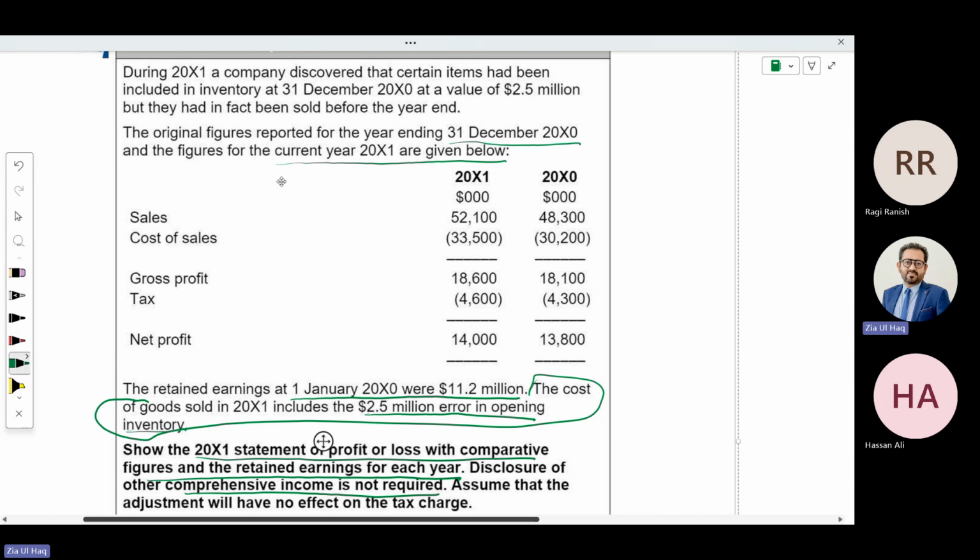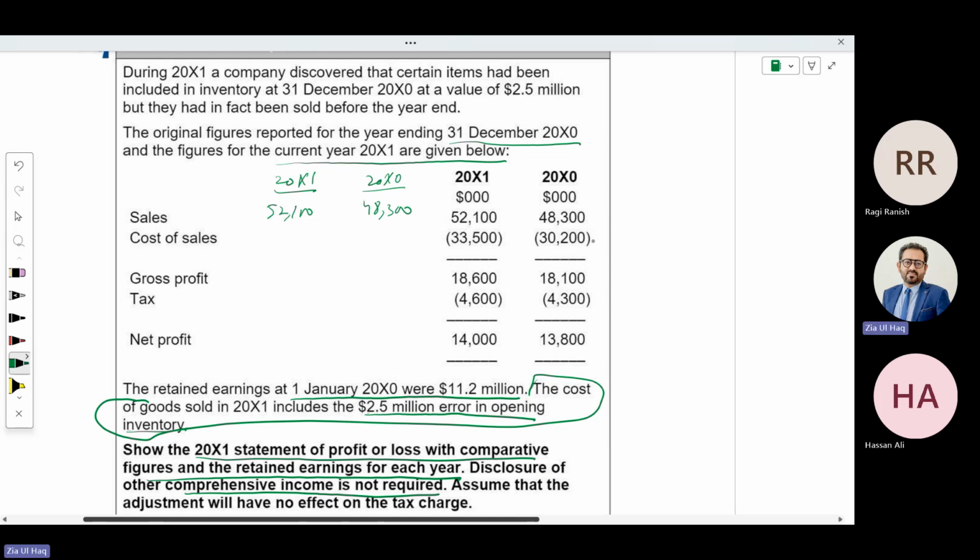So, see. Here we have the 20X1 corrected figures. Here we have the 20X0 corrected figures. Sales will remain the same, 5,100 and 48,300. We are going to change that error. By changing the errors, we are going to prepare corrected financial statement figures. Is there an error in sales also? No, in closing stock only. But the items had been sold, so it was recorded in sales. Sales were okay.